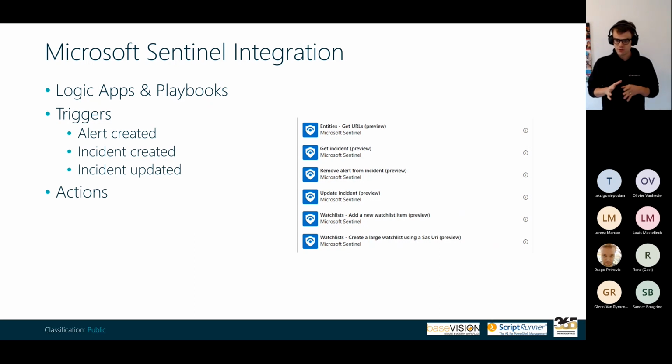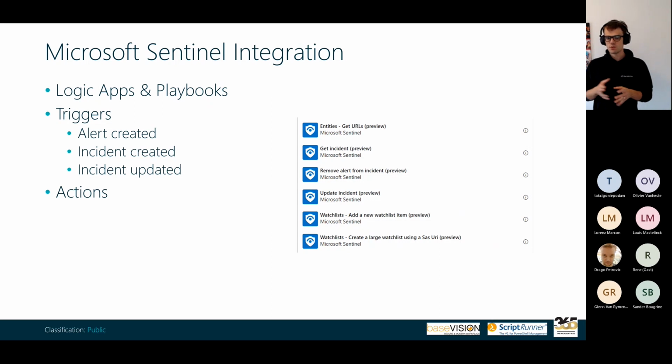Within Sentinel, of course, there is a tight integration with logic apps. So there are also actions included. And by those actions, I mean, again, everything in Sentinel is an API, but we don't need to know the API. We can use the built-in actions. So we have a couple of integrations. One of them is the triggers. So this means, when will an incident automatically run?